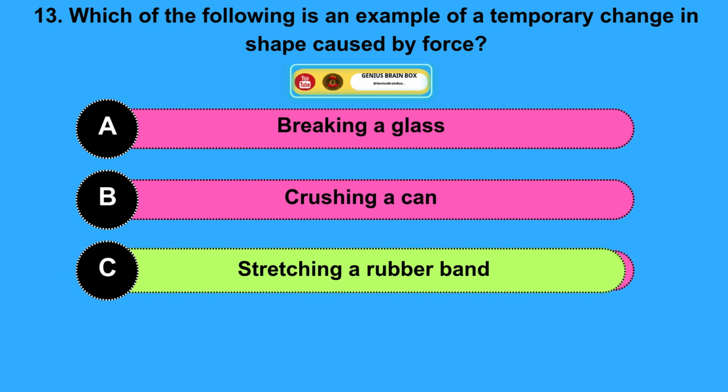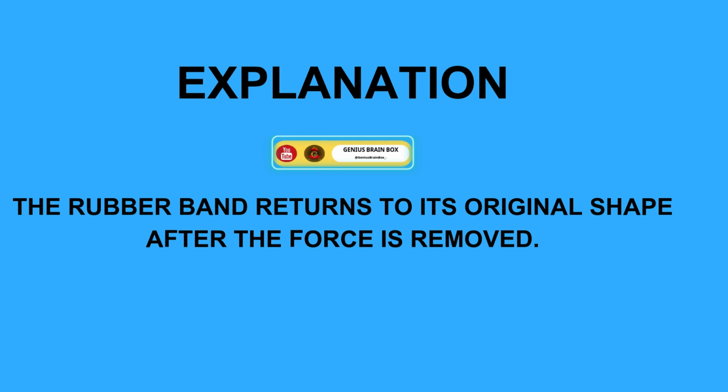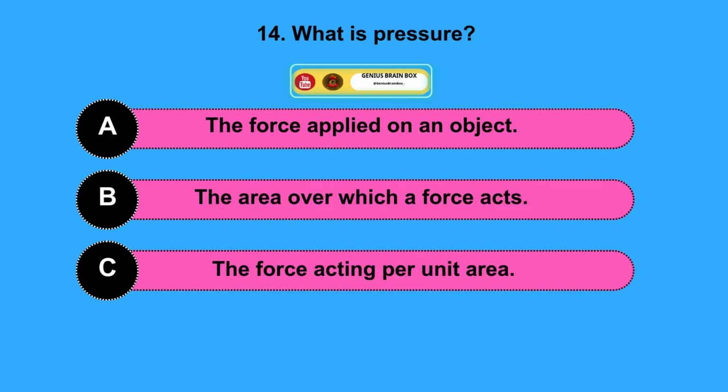Correct answer is C. Explanation is the rubber band returns to its original shape after the force is removed. What is pressure? Option A. The force applied on an object. Option B. The area over which a force acts. Option C. The force acting per unit area.